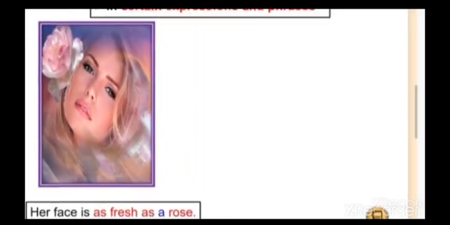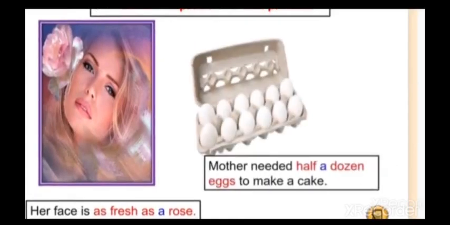A is used in certain expressions and phrases. Look at the following sentences. Her face is as fresh as a rose. Mother needed half a dozen eggs to make a cake.